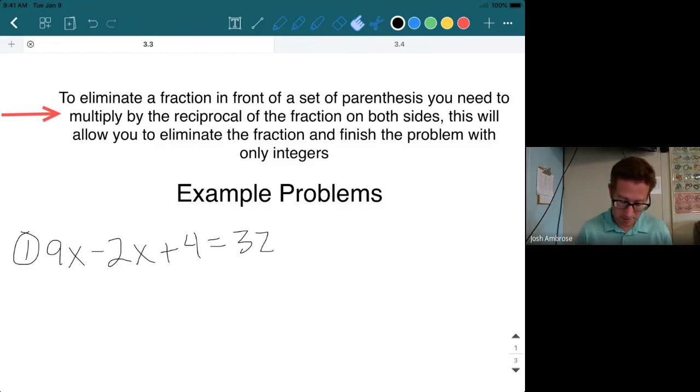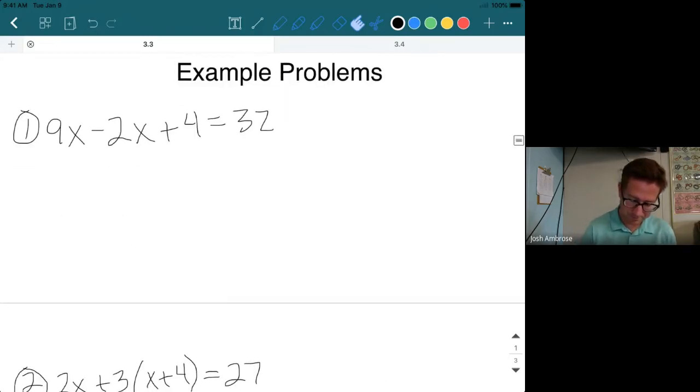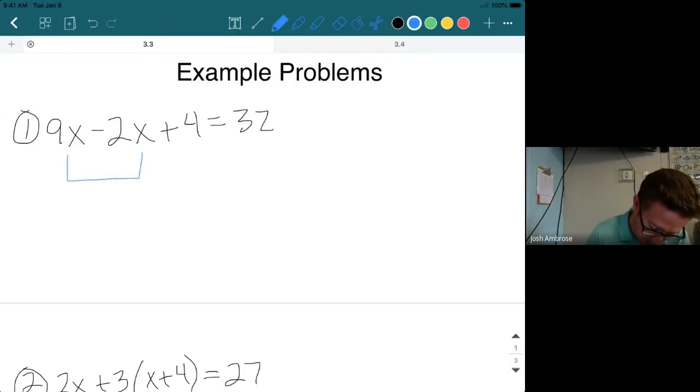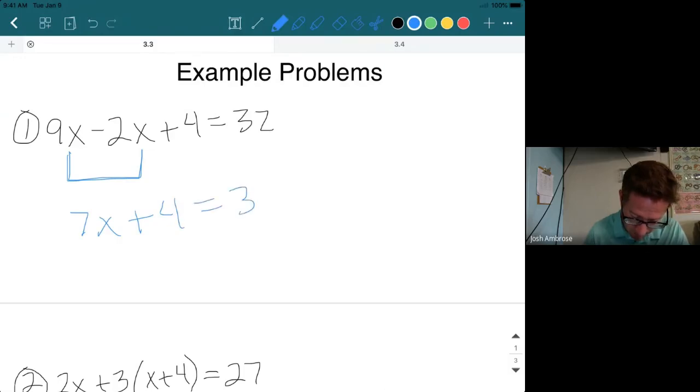Let's get into our example problems. Step 1, do you see anything needing the distributive property? No. So jump into step 2, combine like terms. We have like terms right here: 9x minus 2x. They share the same variable. So treat this as 9 minus 2, giving you 7x plus 4 equals 32.